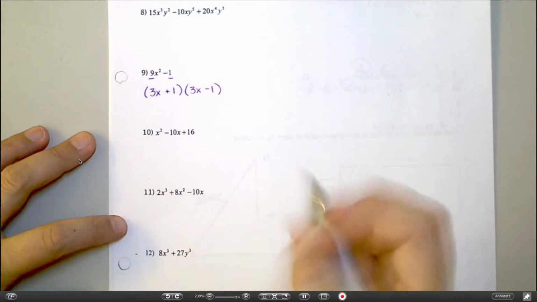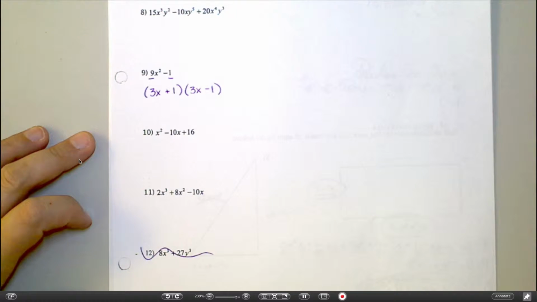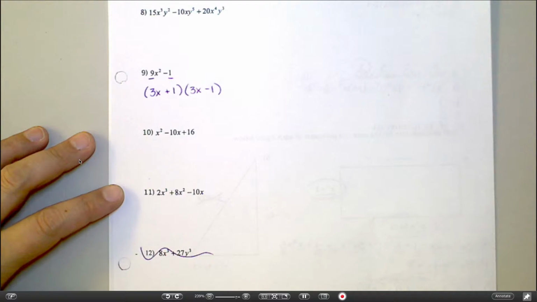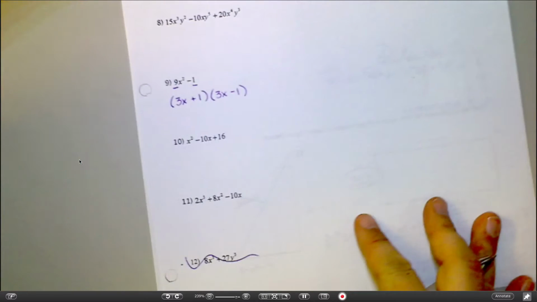Anything else? Oh, number 12, by the way, you can cross off. You don't need to do number 12. Number 8? Okay, number 8, what I would do is I would first look for a GCF. Can I pull a GCF out of there? What'll come out of that? Okay, so I'm going to pull out a 5.